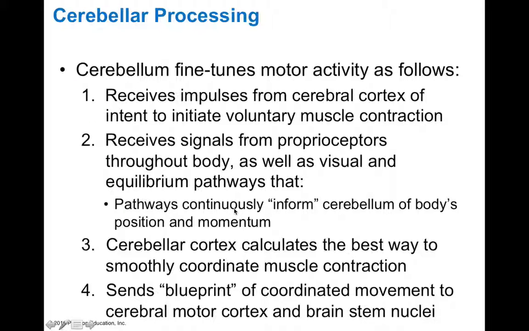So these pathways continuously inform the cerebellum of your body's position and its momentum or movement. Now, the cerebellar cortex calculates the best way to smoothly coordinate muscle contraction. And what's pretty cool here too is that the cerebellum sends a blueprint of coordinated movement to the motor cortex and the brainstem, so that those brain regions can also help carry out these precise motor movements.